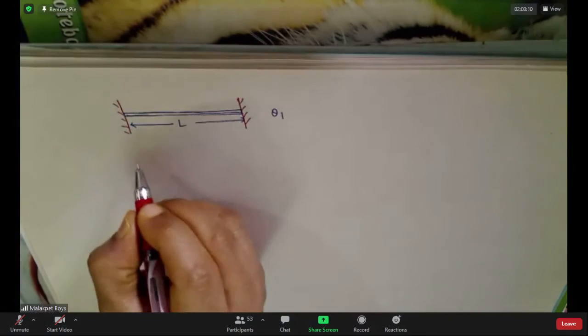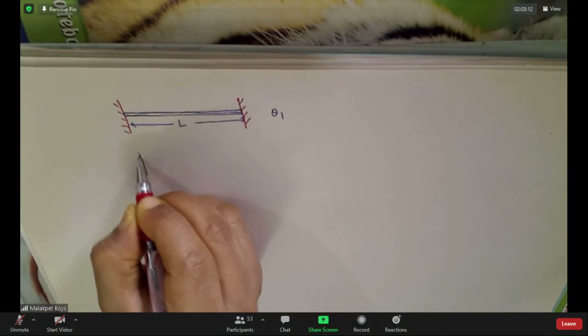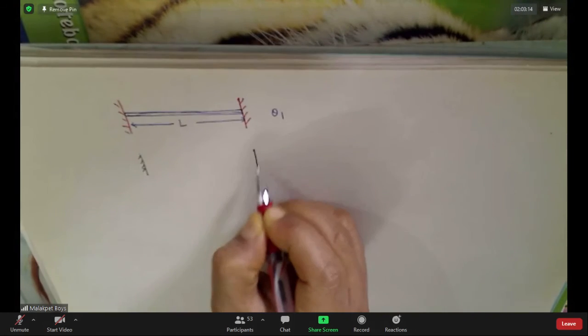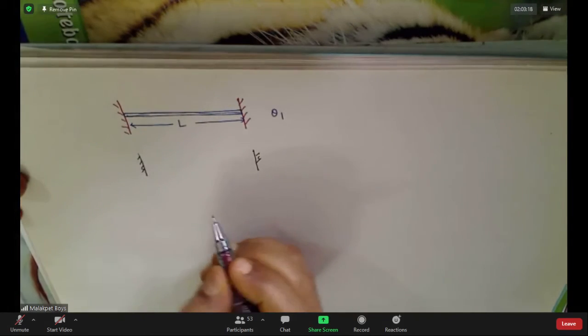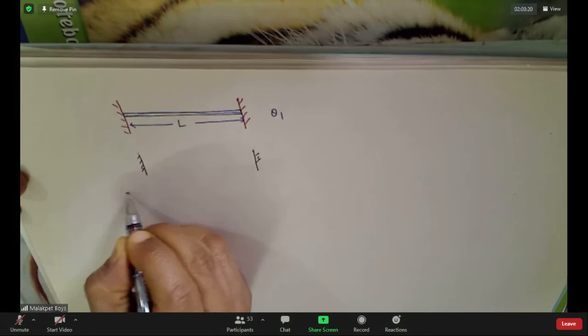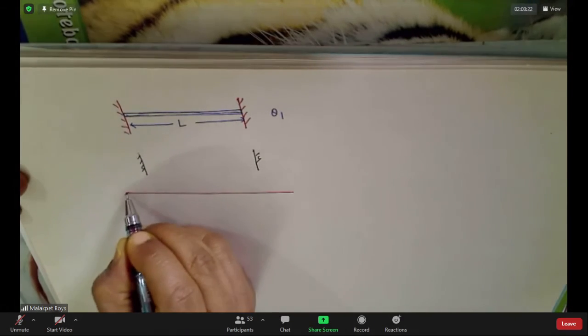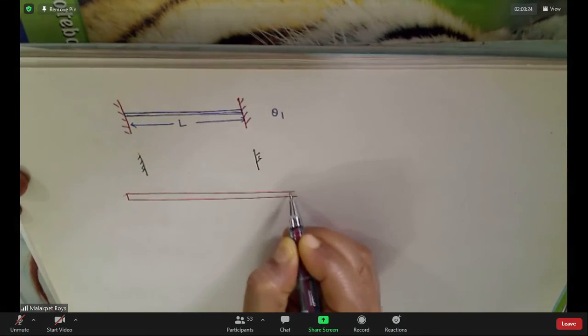When you heat this, can you tell what will happen? The rod has a tendency to move, no? That means if the rod is free, it will expand by this much, no? Yes, sir. It will expand.